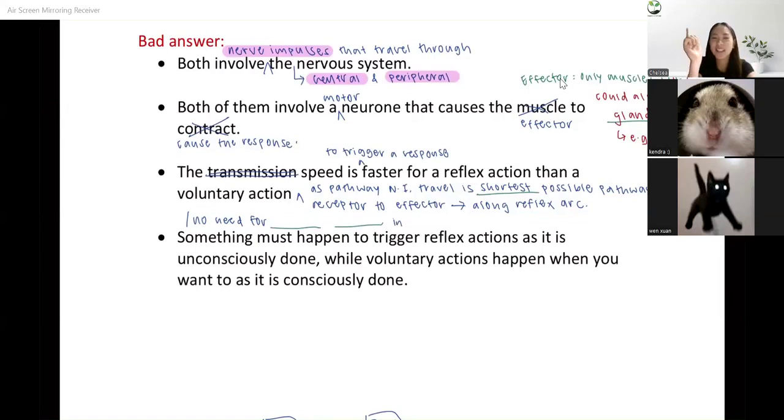This is your keyword. Voluntary is conscious. So for reflex action, there is no need for conscious processing. For a voluntary action, I need to think about it first, correct? But for your reflex actions, it just happens. It's just like snap, and it happens. So of course, your reflex action would be faster in that aspect. Understand?